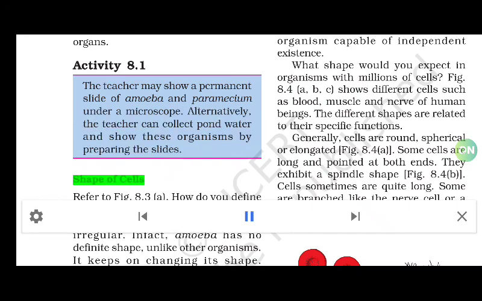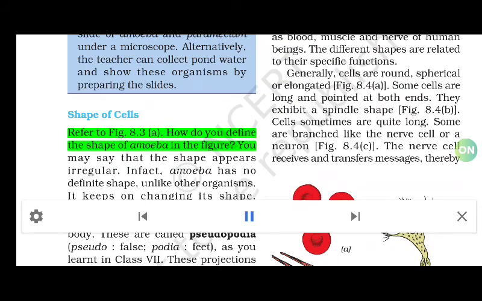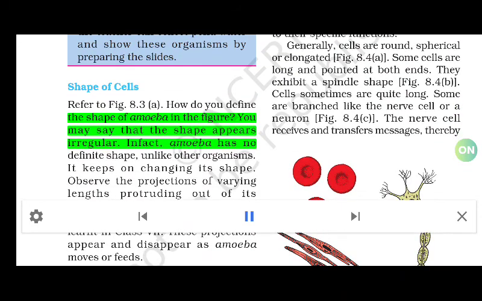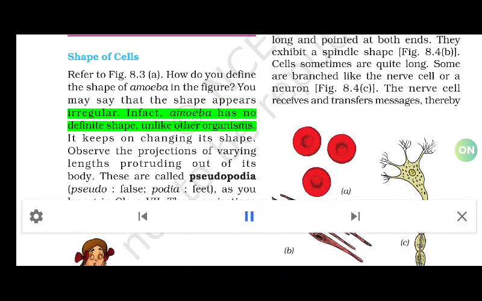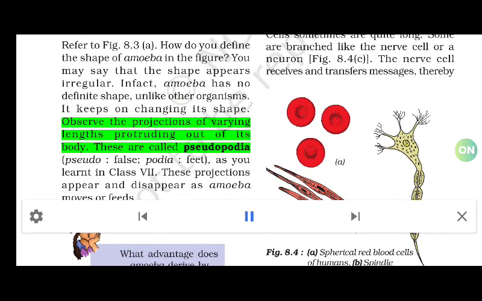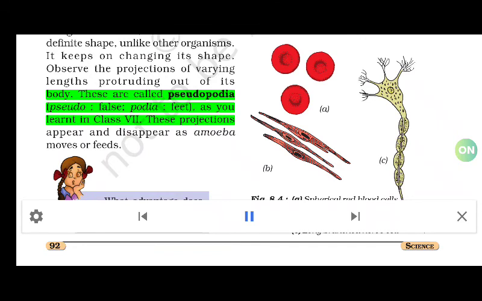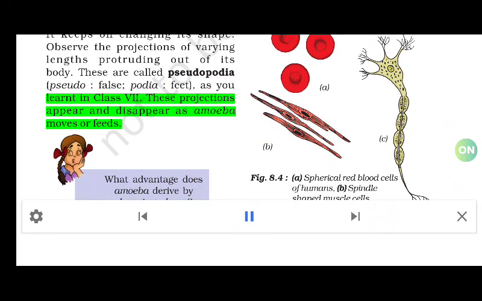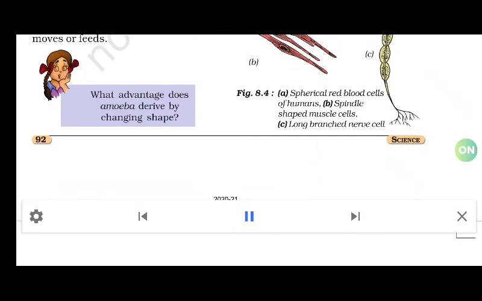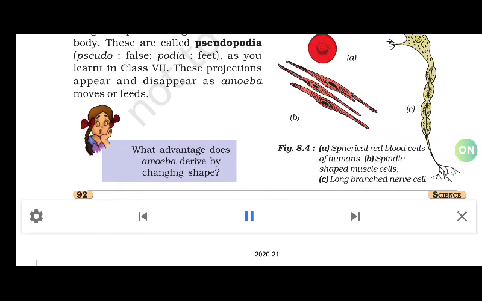Shape of cells. Refer to Fig. 8.3a. How do you define the shape of amoeba in the figure? You may say that the shape appears irregular. In fact, amoeba has no definite shape, unlike other organisms. It keeps on changing its shape. Observe the projections of varying lengths protruding out of its body. These are called pseudopodia, false feet, as you learnt in class 7. These projections appear and disappear as amoeba moves or feeds. The change in shape is due to formation of pseudopodia which facilitates movement and helps in capturing food.